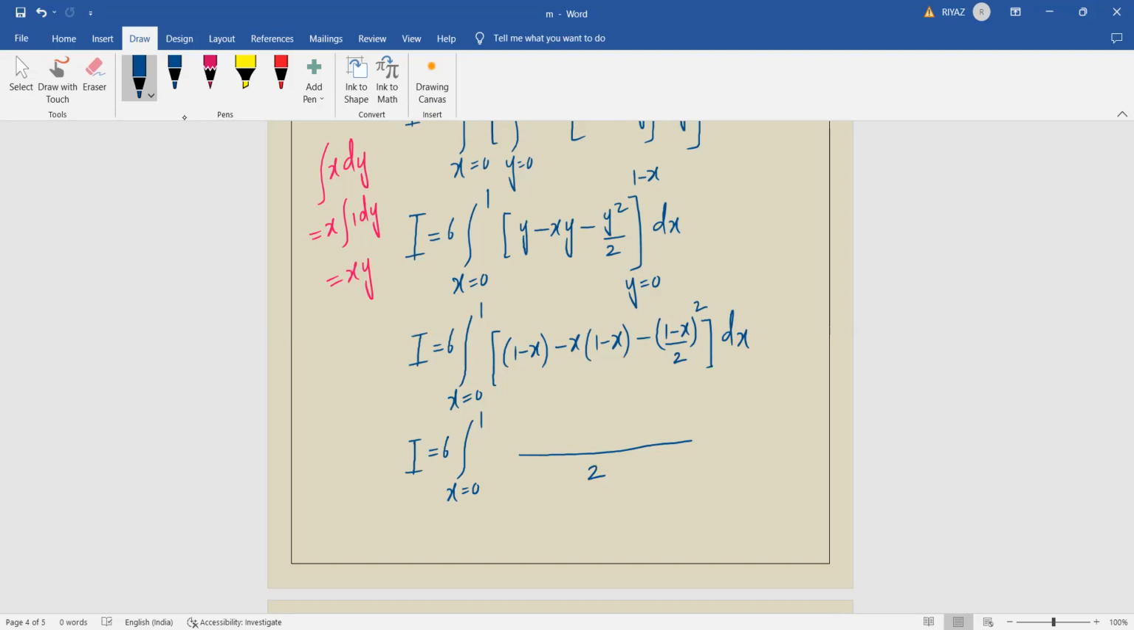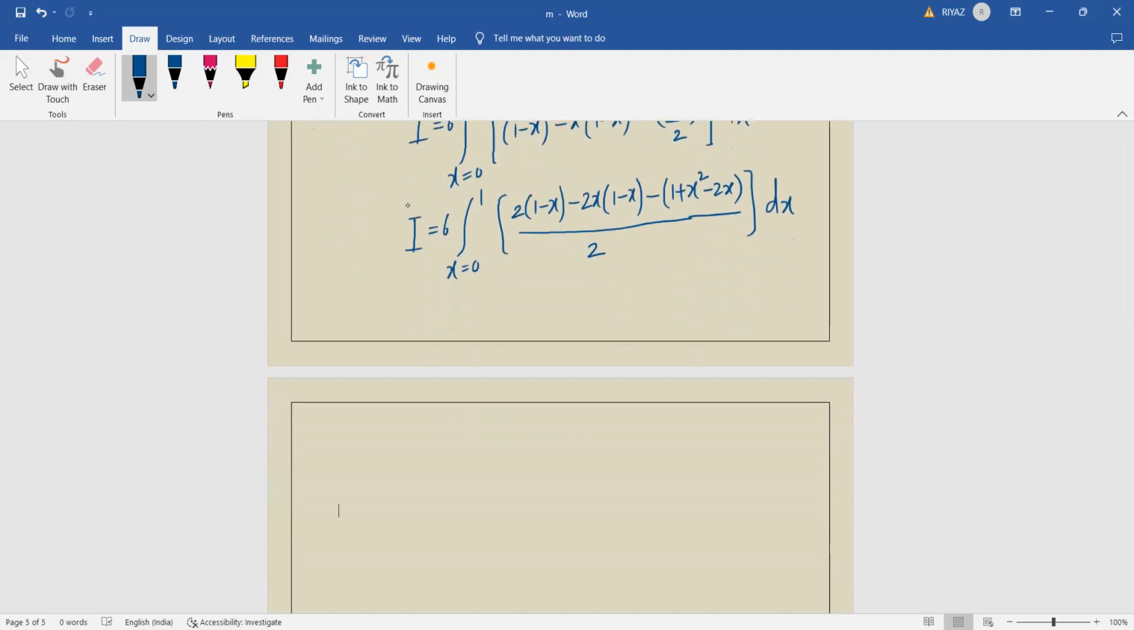2 will go this side, so it will be 2 times 1 minus x, minus x. 2 will go here, x into 1 minus x, and here it is minus of, we have to expand, a square plus b square minus 2ab. This bracket for dx we have to close. Please pull this 2 outside. 6 by 2 becomes 3.